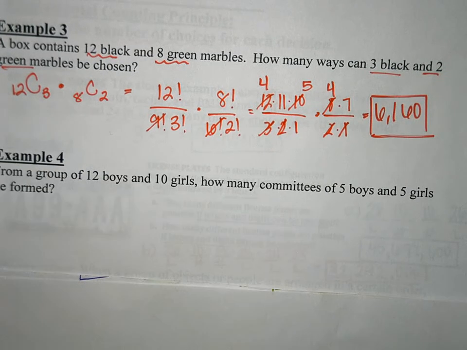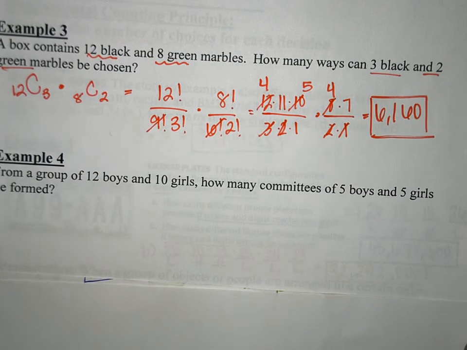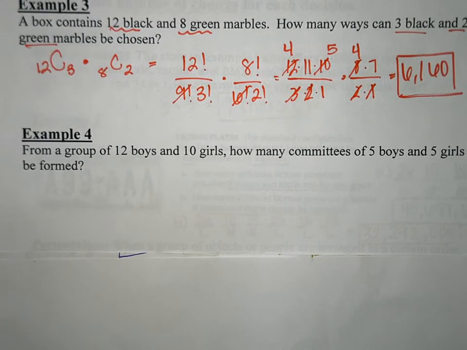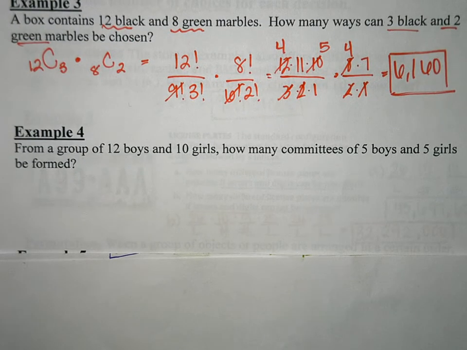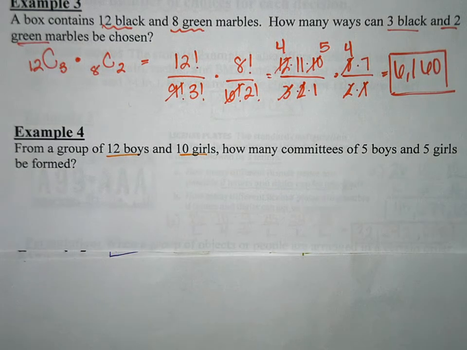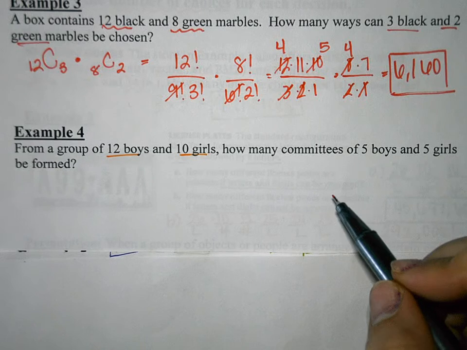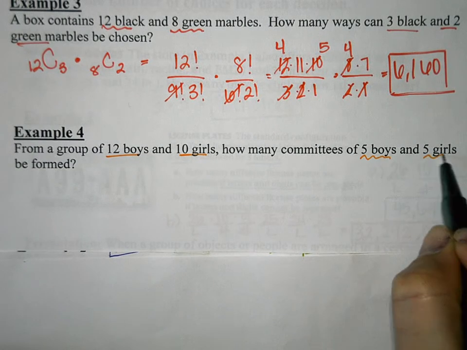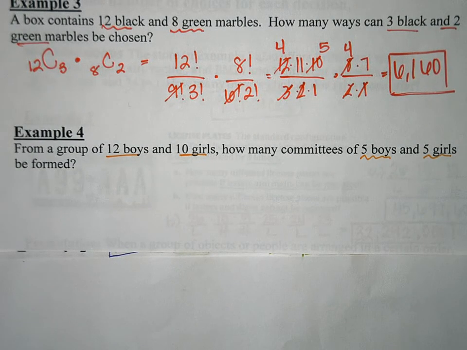Okay. Number 4. Why don't you guys do this one on your own? It's almost exactly the same as 3. I'll leave 3 up for you. We have 12 boys and 10 girls, and I want to make a committee, meaning order doesn't matter, of 5 boys and 5 girls. So go ahead and do that one for me.